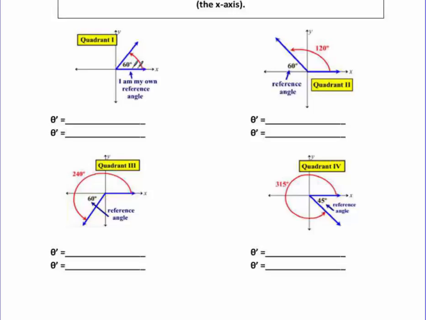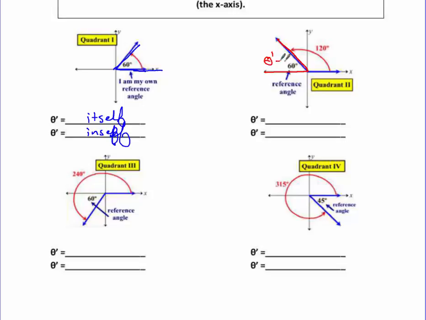When our angle is in quadrant 1, here's an acute angle formed by the x-axis and the terminal side. So an angle in the first quadrant is its own reference angle. Remember, theta prime stands for reference angle, so this one's just going to be itself. No big deal. Just write that in both blanks. All right, quadrant 2, here's our angle, 120 degrees. But we care about the acute angle formed by the x-axis and the terminal side.